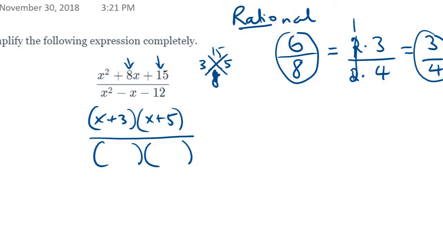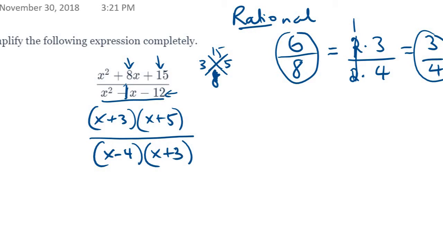And then the same way I'm going to factor the denominator. So I have negative 12 as the product, and I need negative 1 as the sum. So the answer will be x minus 4 and x plus 3.